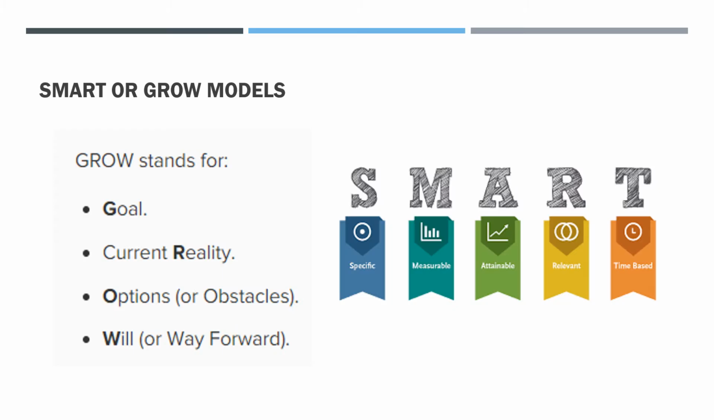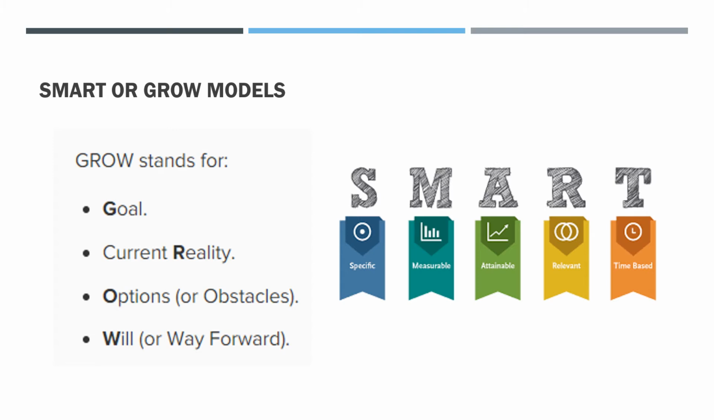The GROW stands for goal, current reality, options, and will, or way forward. So it is basically the process of giving feedback, but very straightforward, isn't it? So the goal is the objective that we want to meet.